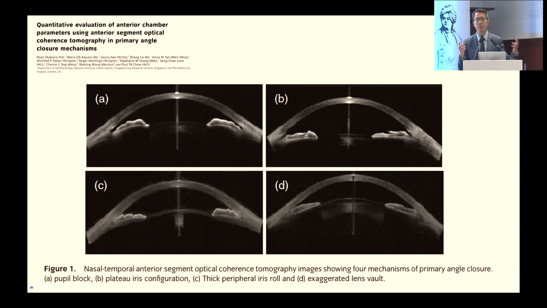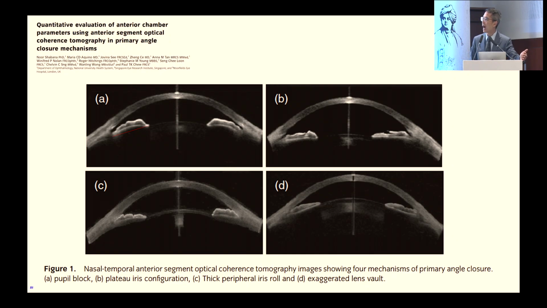Shall we speak a little bit more about the mechanism of angle closure, which I think makes sense, it's logical to me. We all know that the pupil block mechanism is one of the key mechanisms of angle closure. It is now increasingly shown that there are multiple other mechanisms of angle closure that you should be looking out for in your practice.